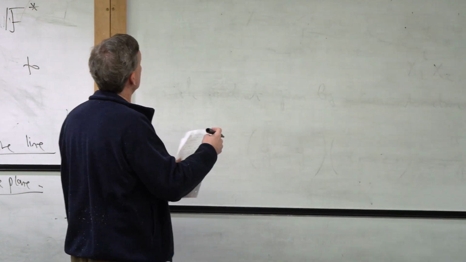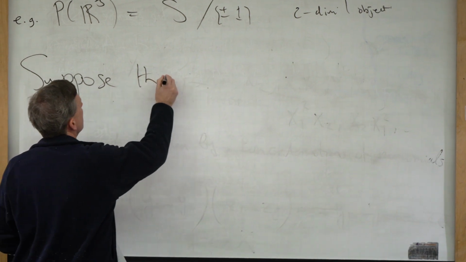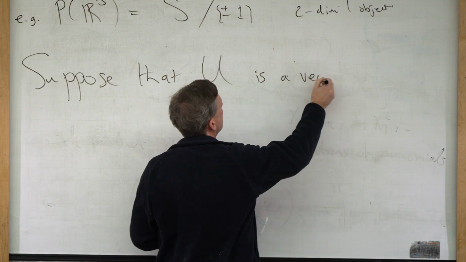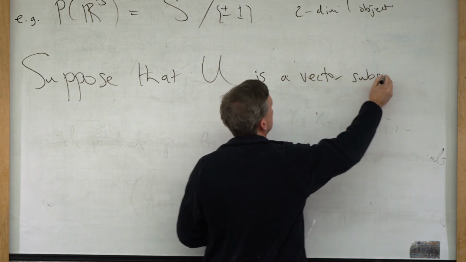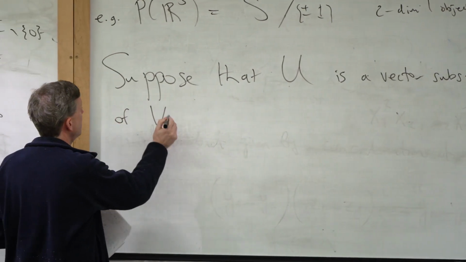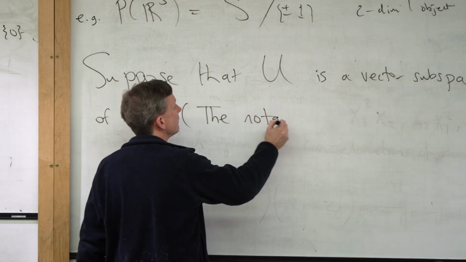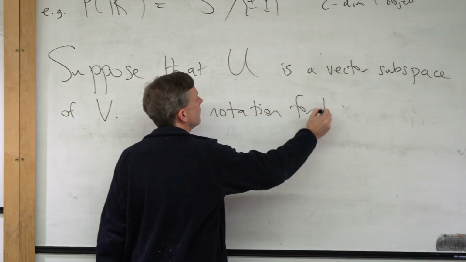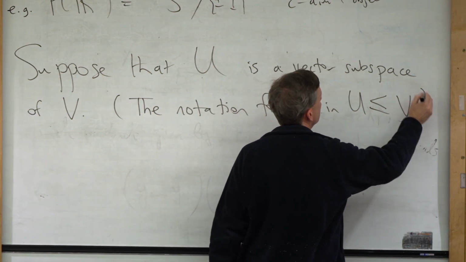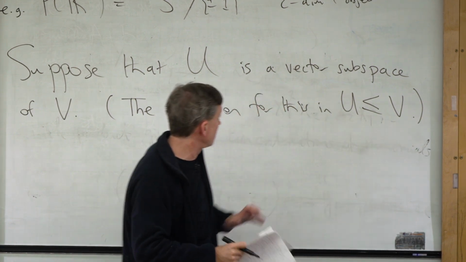Okay. Next, let's suppose that big U is a vector subspace of our vector space big V. A common notation for this is U less than or equal to V. That's slightly stronger than saying U is a subset of V. It's a subset of V which is also a vector subspace.